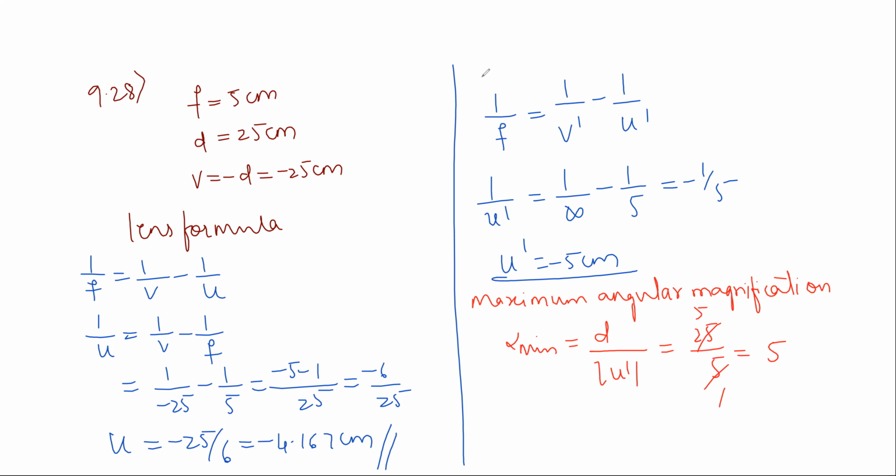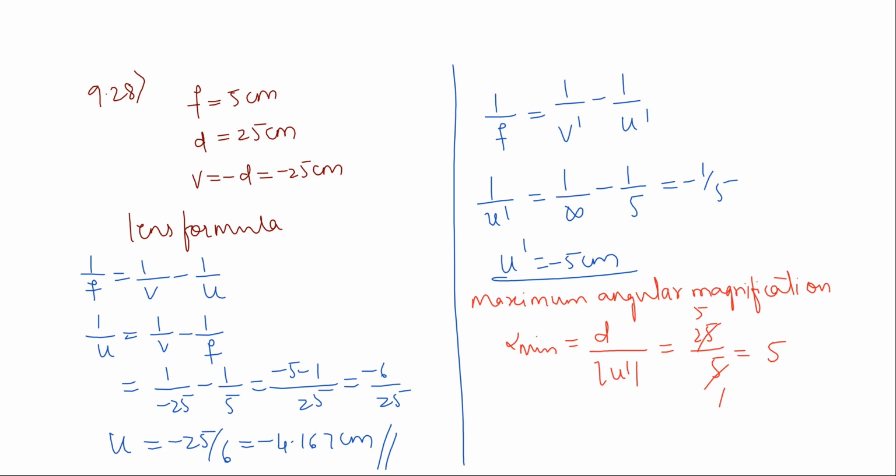What we did is, f value is given, d value is given, so v value is given. By using lens formula 1 by f is equal to 1 by v minus 1 by u, we calculated u as minus 4.167, and taking image distance at infinity, u dash we calculated as minus 5 centimeter. Maximum angular magnification we calculated by using alpha maximum is equal to d divided by mod of u dash, so we got that as 5x.